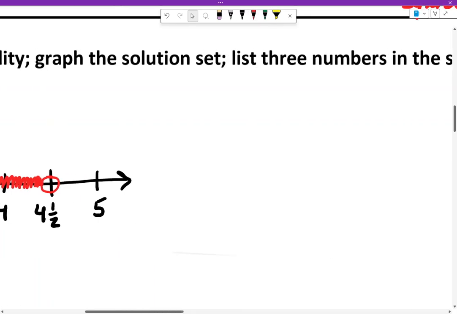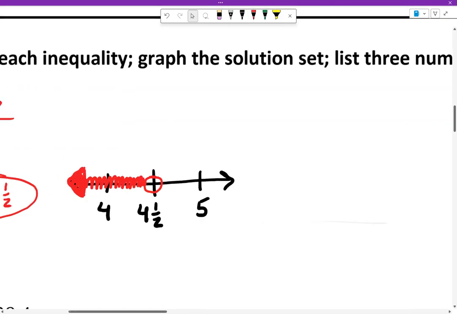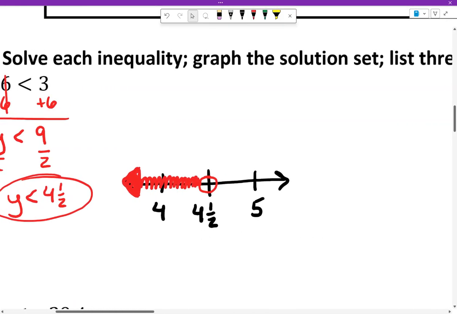Okay, now we need to list 3 numbers in the set of solutions. So our 3 numbers we can choose all must be less than 4.5. Well, we can pick an easy one like 4. 3 is also less than 4.5. And how about a really low one like negative 52? As long as our numbers are less than 4.5, they're in the set of solutions.